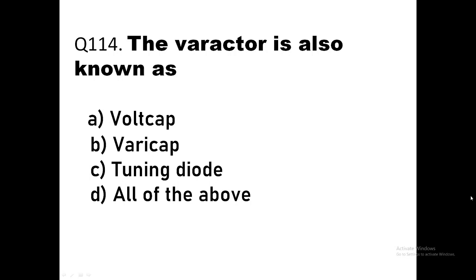Then we'll go to the next question, question number 114. The varactor is also known as, and here he has given option A as voltage cap, varicap, tuning diode, and all the above. Option A, voltage cap, is also correct. Option B is also correct, and option C is also correct. Voltage cap because a reverse voltage is going to vary the capacitance. Varicap because the capacitor is going to vary. Tuning diode because it is used for tuning of frequency, for example in an oscillator. So all the above answers are correct, and the option will be D, all the above. Then we'll go to the next question.